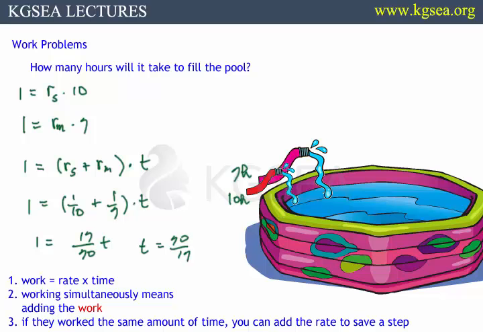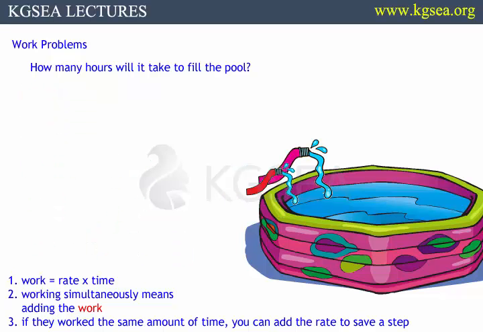But let's get a little bit hairier than this. Now, how hairy can it get? Haha. We got 3 hoses. So this one can fill in 10 hours. This can do it in 7 hours. And this can do it in 5 hours. Powerful stuff. What if they work together? How long would it take?